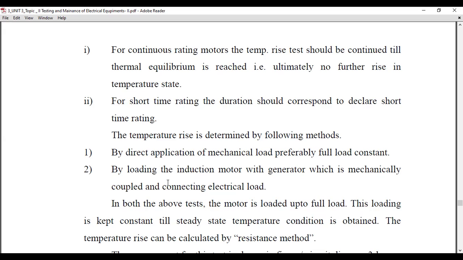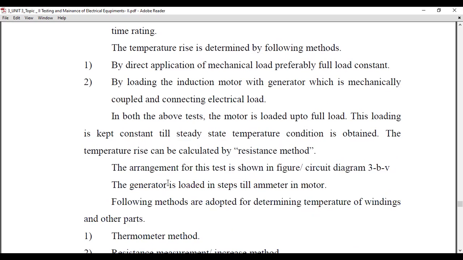Here you can consider that in both the tests, the motor is loaded up to the full load, and this loading is kept constant till the steady state temperature is obtained. Basically, the temperature rise can be calculated by using the resistance method. Now we will see what the resistance method is.